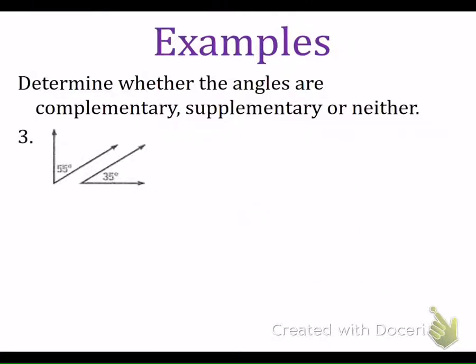All right, number 3. 55 degrees plus 35 degrees is what? 90. And 90 degrees makes these complementary, good. Just so you know, when two angles are complementary, they're also called complements. So if you wanted to say these angles are complements of one another, that would work as well.